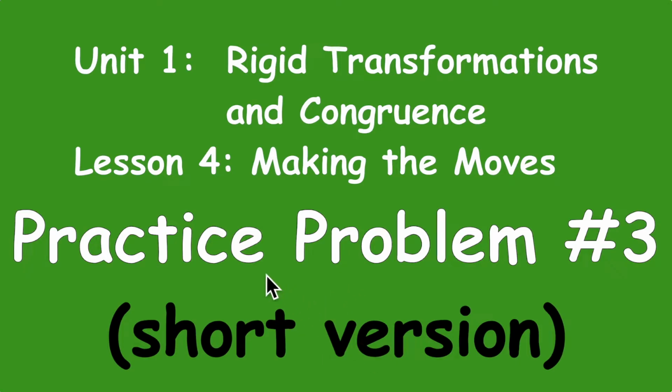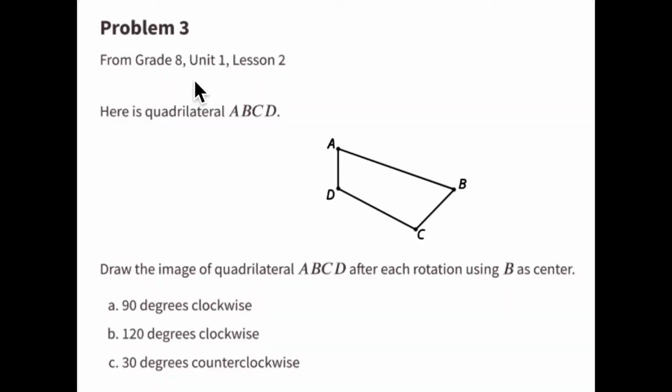This is the short version of practice problem number 3 from lesson 4, Making the Moves, unit 1, rigid transformations and congruence. There are 3 parts to this problem, each a different rotation of this quadrilateral A, B, C, D, but all of them a rotation around this point right here. Point B is the center of rotation.